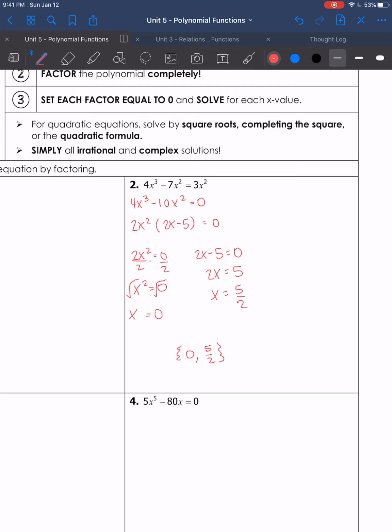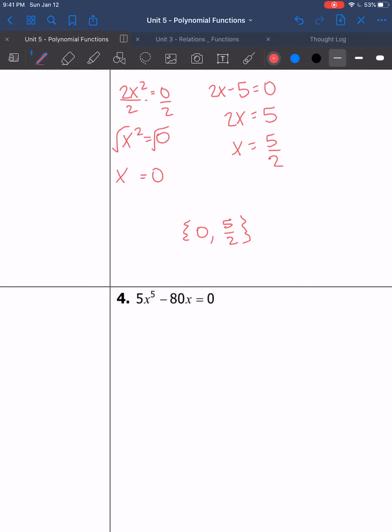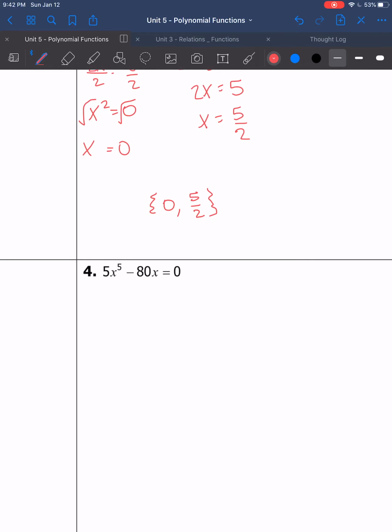Moving on to number 4. So I have 5x to the 5th minus 80x. So 80 and 5 are both divisible by 5, and they both have an x, so I can take out an x. And then I'm left with x to the 4th minus 16 equals 0. So notice here that this thing is a difference of squares. Even though it's to the 4th, it's still a difference of squares. So I'm going to leave the 5x on the outside. Then I'm going to have x squared minus 4 and x squared plus 4 equals 0.